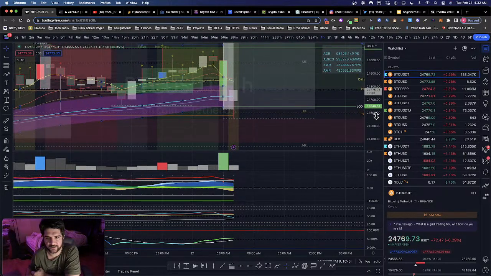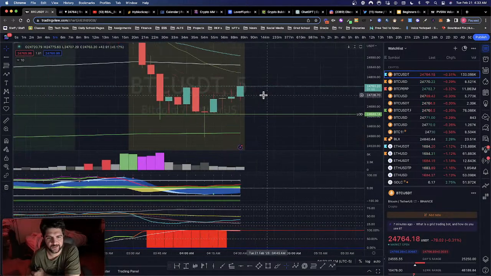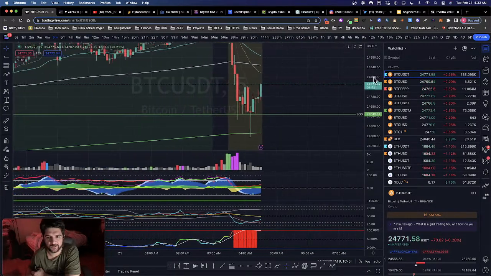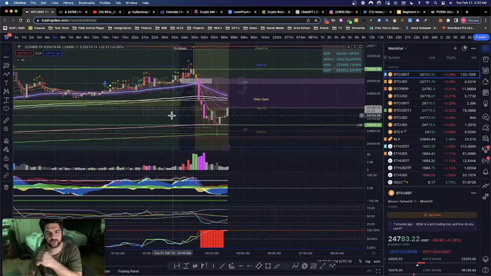Your 13 just crossed underneath. Yeah, so you're getting the cross. Is it going to let me out of my trade? Yeah, it looks like I'm going to get out. Sweet.